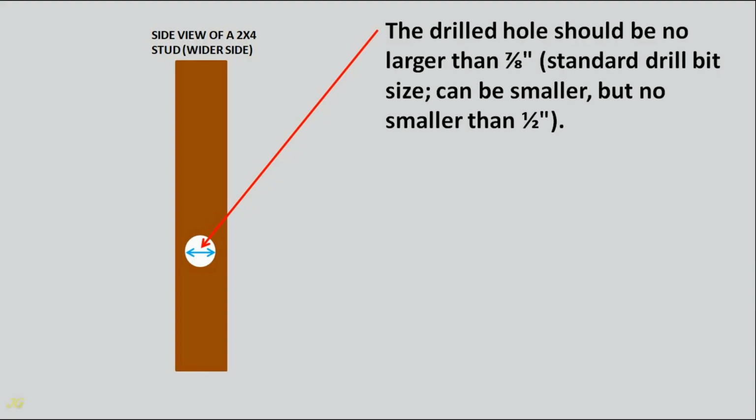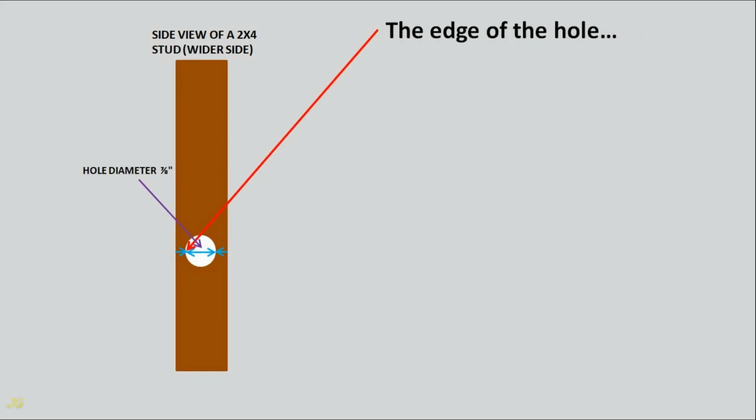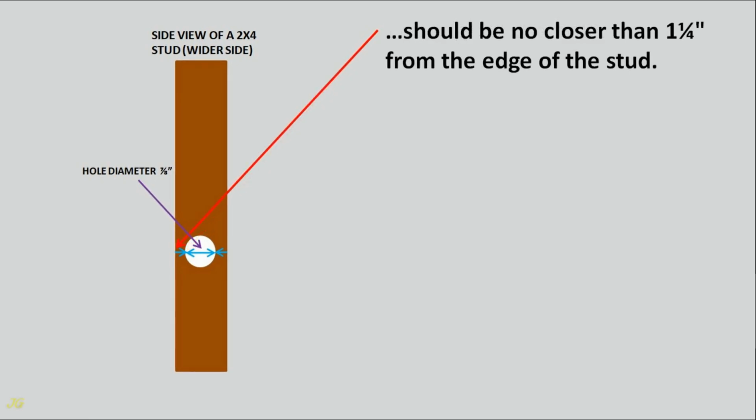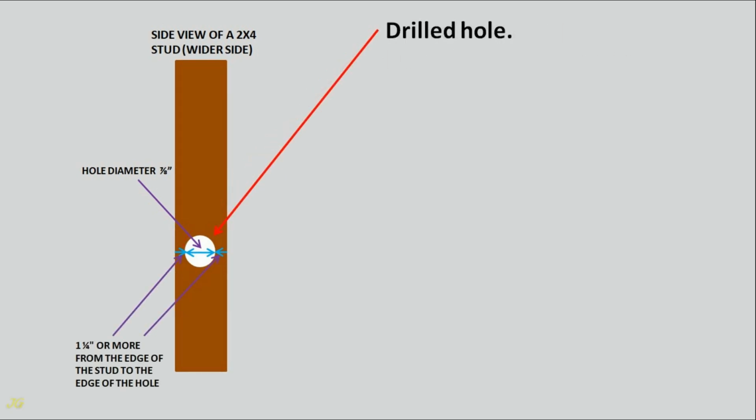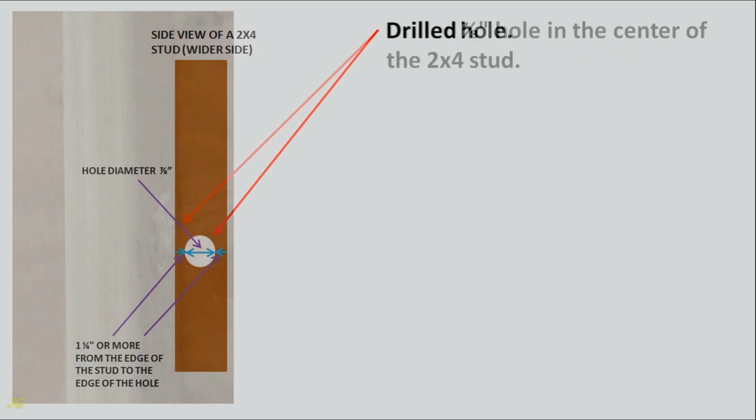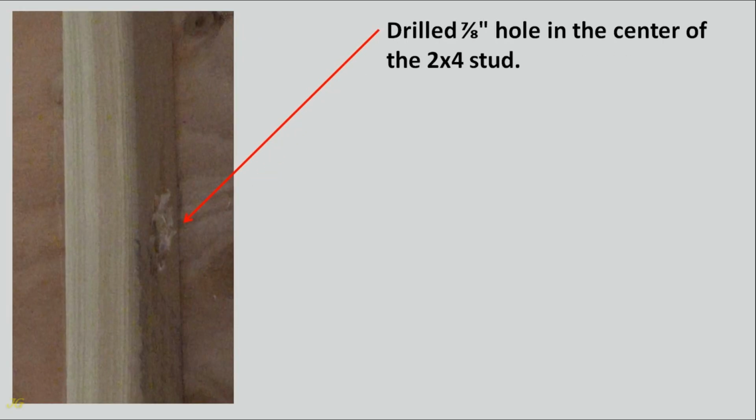The drilled hole should be no larger than 7/8 inch. Standard drill bit size can be smaller, but no smaller than 1/2 inch. The edge of the hole should be no closer than 1¼ inch from the edge of the stud. Drilled hole. Drilled 7/8 inch hole in the center of the 2 by 4 stud.